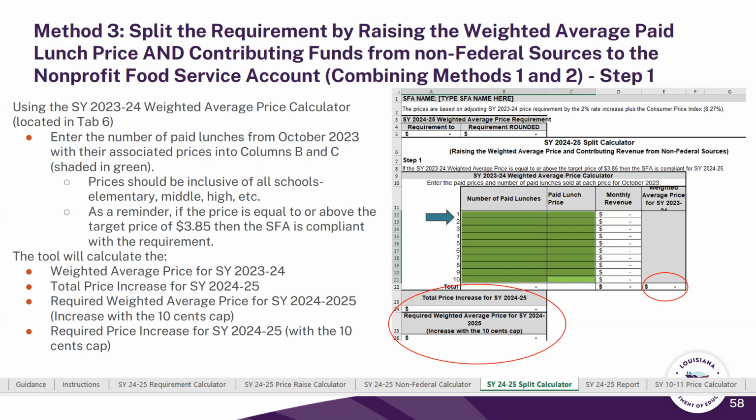The tool will calculate the weighted average price for school year 23-24, the total price increase for 24-25, the required weighted average price for school year 24-25, the increase with 10-cent cap, and the required price increase for 24-25 with 10-cent cap.